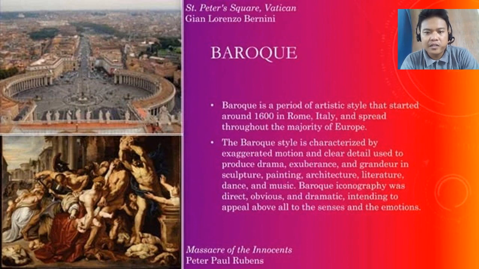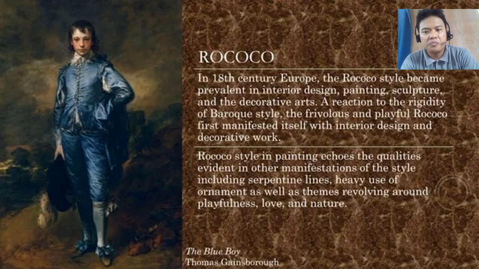Okay, next let's move on to the Rococo style. In the 18th century in Europe, the Rococo style became prevalent in interior design, painting, sculpture, and the decorative arts. A reaction to the rigidity of the Baroque style, the frivolous and playful Rococo first manifested itself in interior design and decorative work. Okay, so it has serpentine lines, heavy use of ornament, as well as themes revolving around playfulness, love, and nature. Just like this one, The Blue Boy by Thomas Gainsborough.